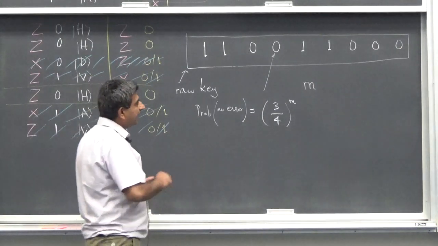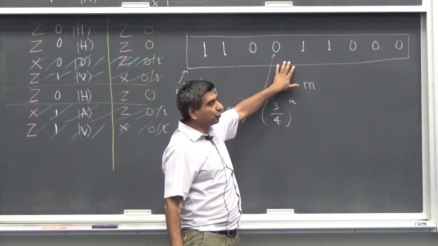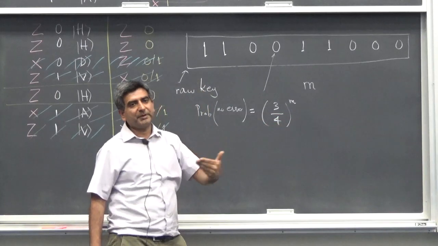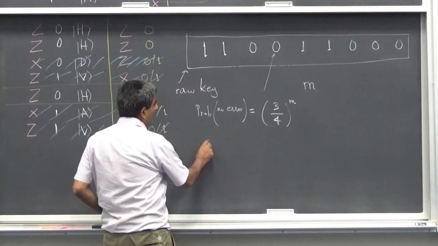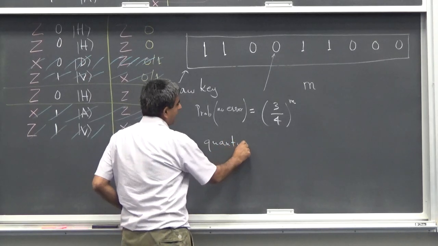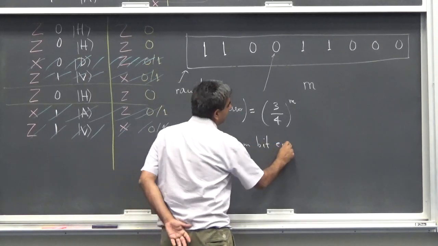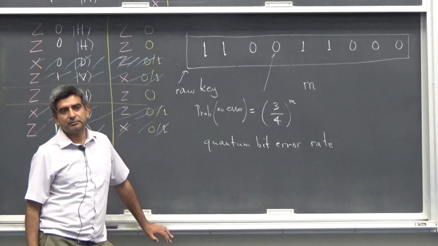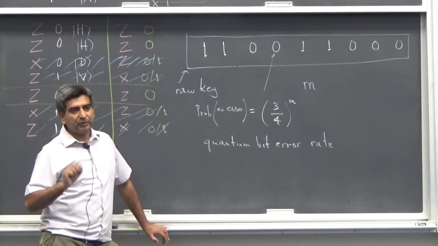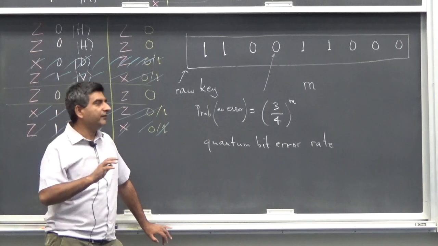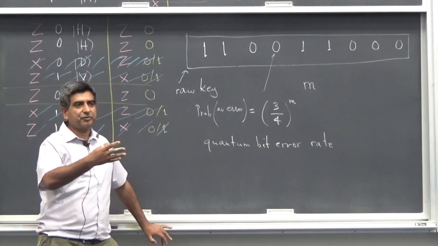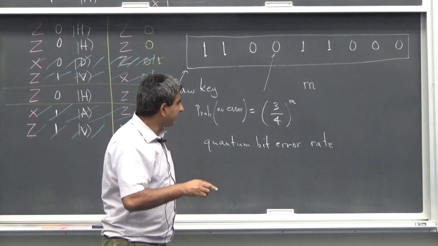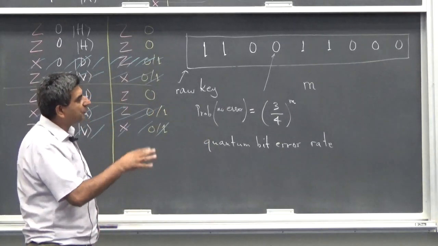And the number of erroneous bits in the key divided by the total number of bits in the key is called the quantum bit error rate. So you would like to keep this error below a certain threshold. If the error rate goes beyond a certain threshold, you just discard that key and start over. If the error is below that threshold, you would like to make it almost zero.